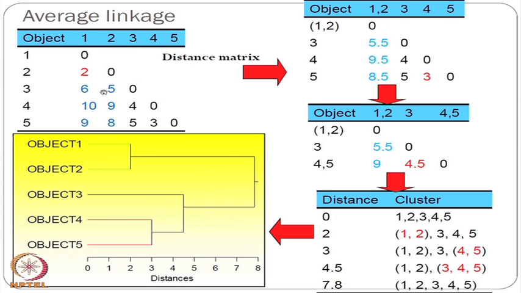Now, you take the average. What will be the average? Average will be 6 plus 5 divided by the number of elements in this cluster times the number of elements in this cluster. The number of elements in this cluster is 2 and in this cluster is 1. So, 2 times 1. So, 6 plus 5, that is 11 by 2, that is 5.5. In a similar manner you will be calculating, and finally, this dendrogram can be prepared.